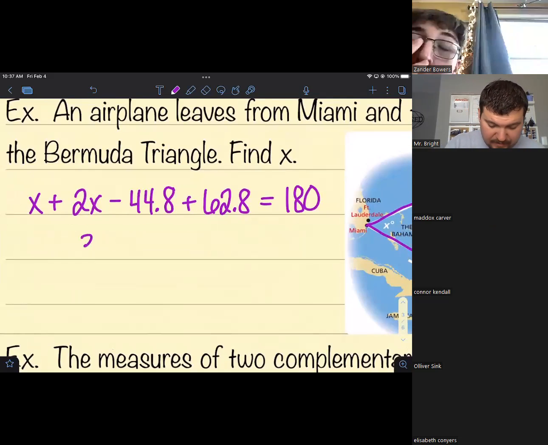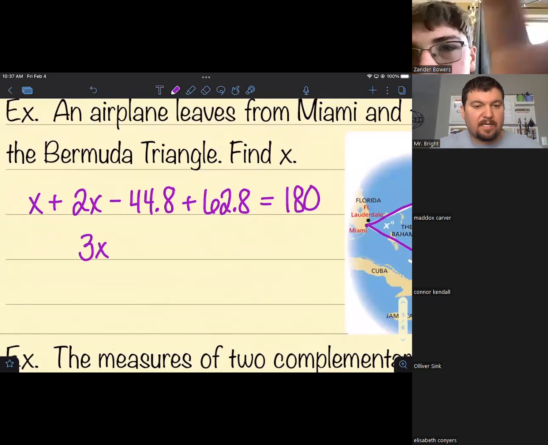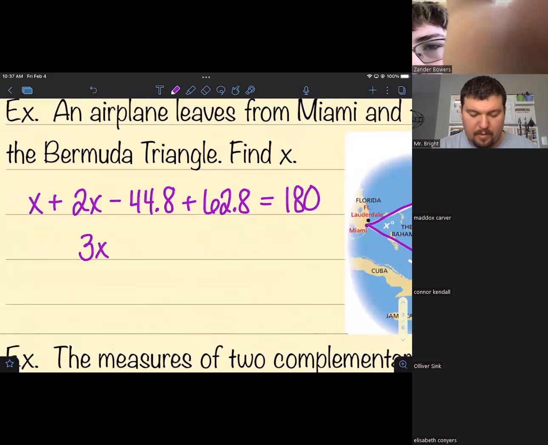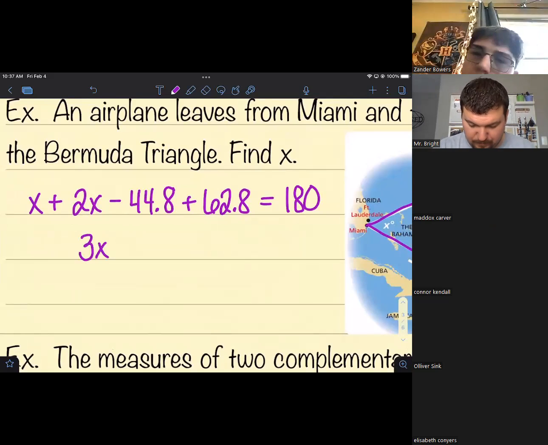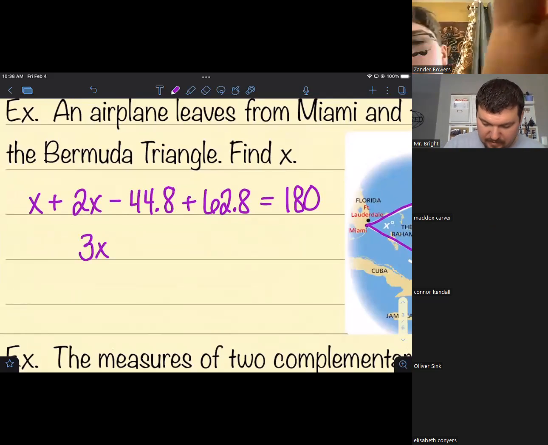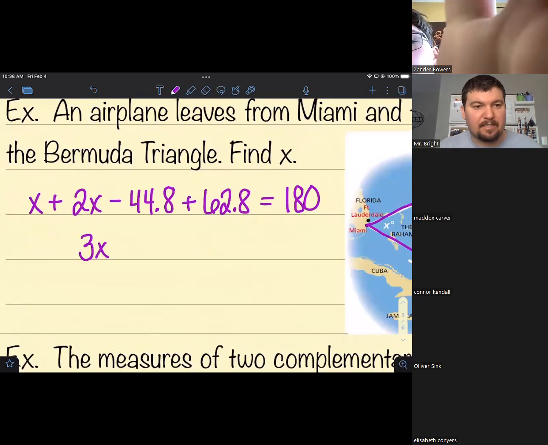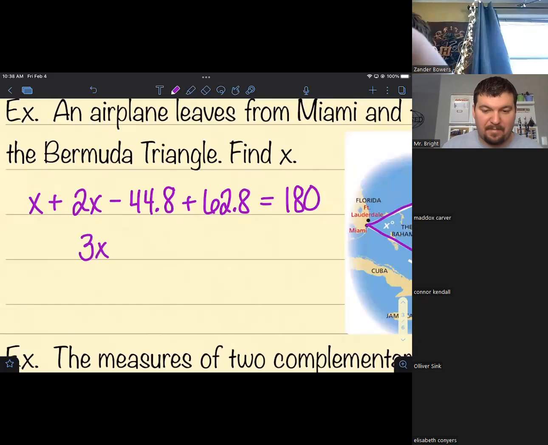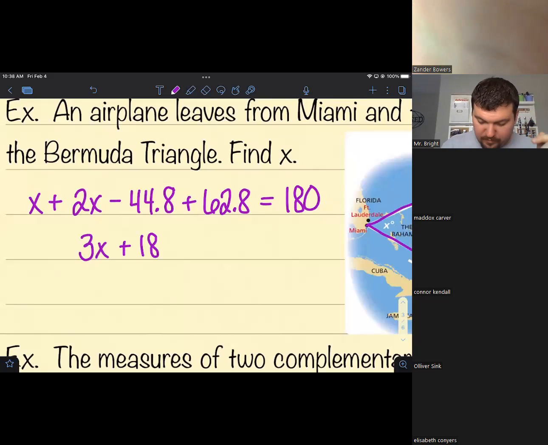So I'll combine the x terms for us. 1x and 2x makes 3x. Can someone tell me what negative 44.8 plus 62.8 would give us? 18. Okay, I was going to say 18 is what I was getting in my head. Can someone else confirm that? I don't have my calculator with me. I'm thinking this is 18. It's 18. Okay, that's what I was getting in my head, but I don't always trust my head.